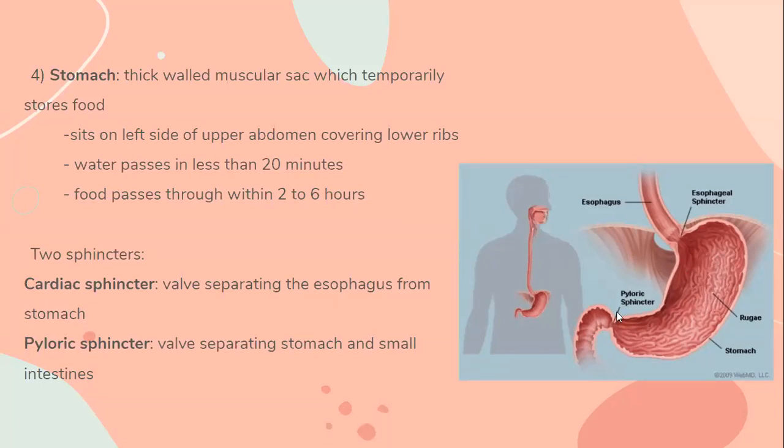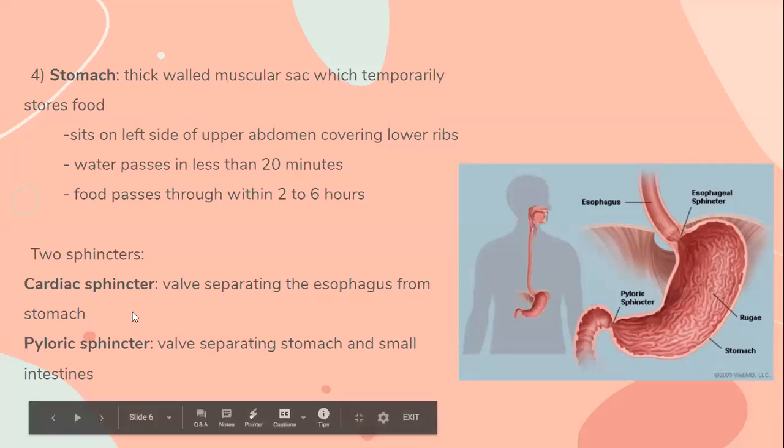And there are two sphincters in the stomach. Sphincters are basically muscular things that allow things to go through, but then stop it when it's not supposed to go through. I don't really know how to explain it. So there's something called the cardiac sphincter, which is, oh, valve.